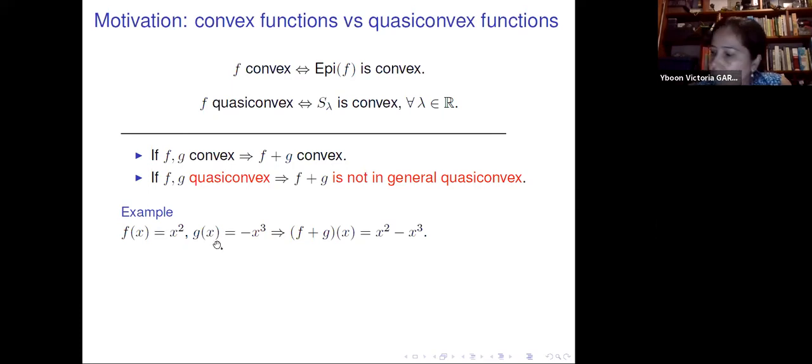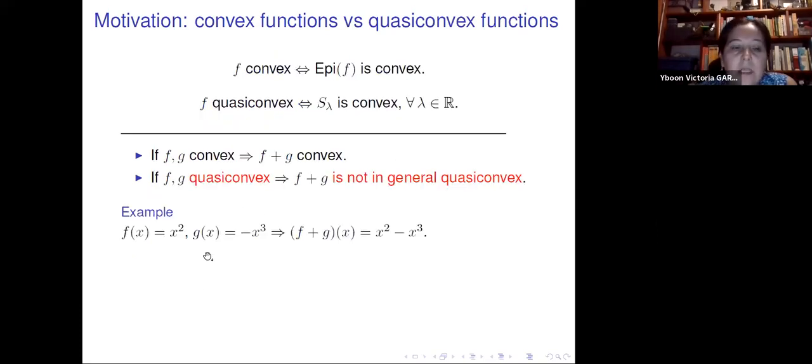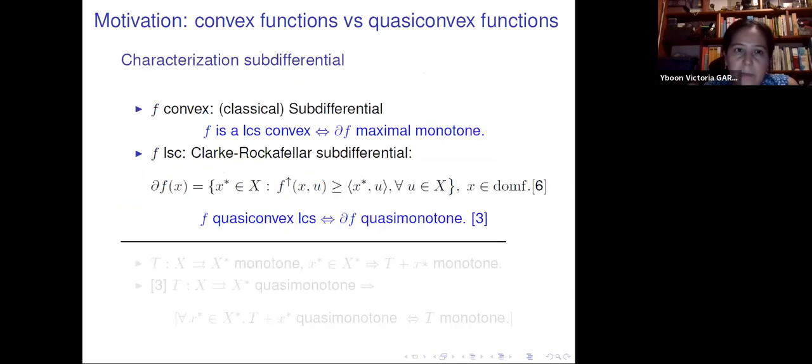You can define x squared, which is an increasing function, minus x cubed, and the sum is very easily seen to be not quasi-convex. So this is a great difference between convex and quasi-convex functions. So we ask when we can guarantee that the sum of two quasi-convex functions is quasi-convex.